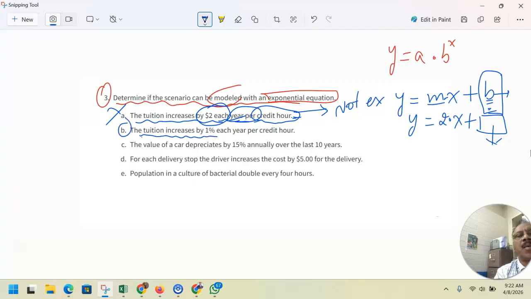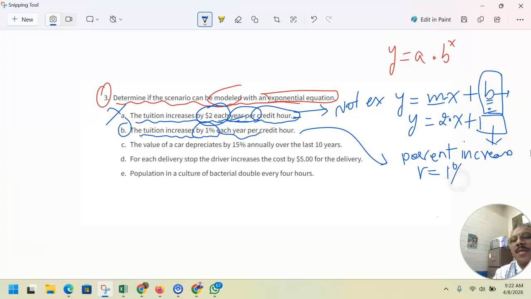Tuition fee increases by 1% each year per credit. Yes, now here there is a percent increase. This percent increase is r, which is 1%, and 1% basically means 1 out of 100, which is 0.01. So there is a growth factor here. b is 1 plus that r, and b becomes 1 plus 0.01, which is 1.01.